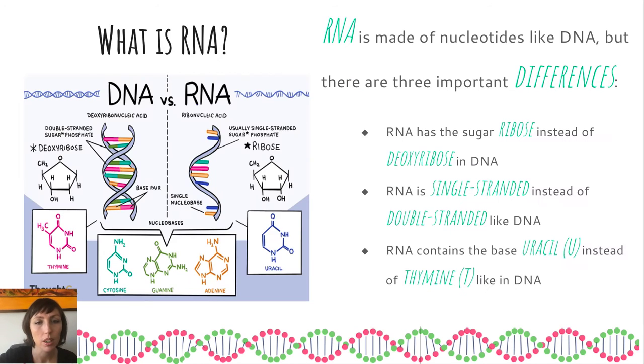So what is RNA? We know what DNA is. We've learned about that. But in that video, they were talking about RNA. So RNA is a chemical cousin of DNA. And it's made of nucleotides, just like DNA. But there are 3 important differences. 1, RNA has the sugar ribose instead of deoxyribose, which is in DNA. 2, RNA is single-stranded, right? DNA is 2 strands, making that helix, and RNA is only 1. And then last, RNA contains the base uracil, or U, instead of thymine, or T, like in DNA. Okay, so it's an important distinction that we will put into practice later.